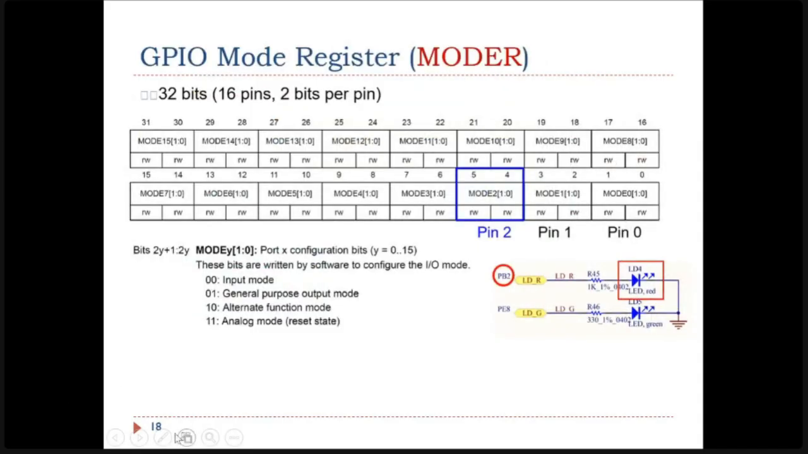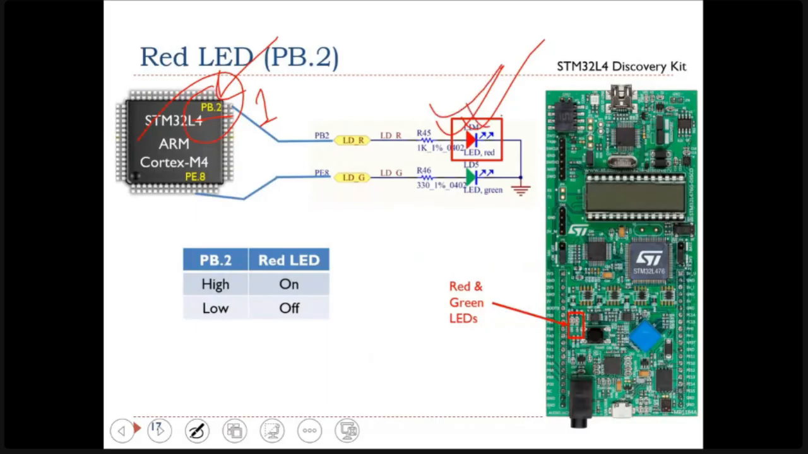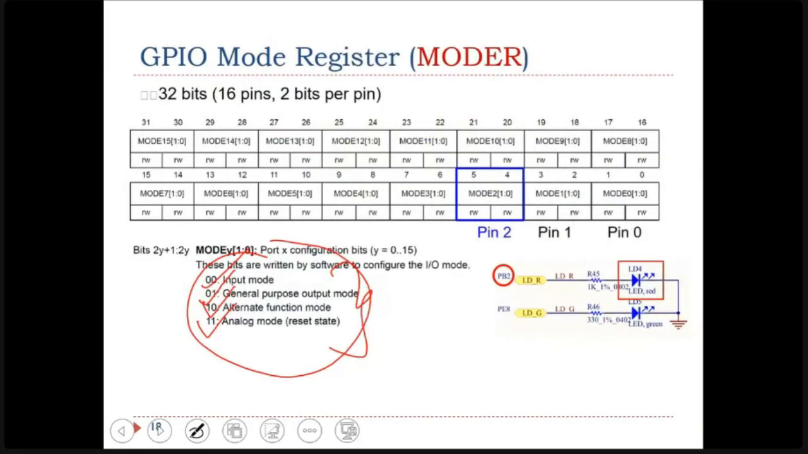Now, a pin can have 4 different functionalities. It could be in the input mode, it could be an output pin, it could have an alternate function, or it could have an analog function. So a pin can have 4 different modes. In order to turn on this LED, we would want our pin to be in the output mode. When do we want our pin to be in the input mode? Whenever it's connected to an input. But here it's connected to an output device, so we want it to be an output. And how do we make this the output?